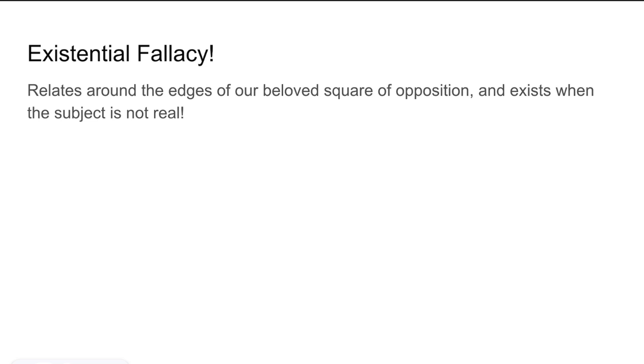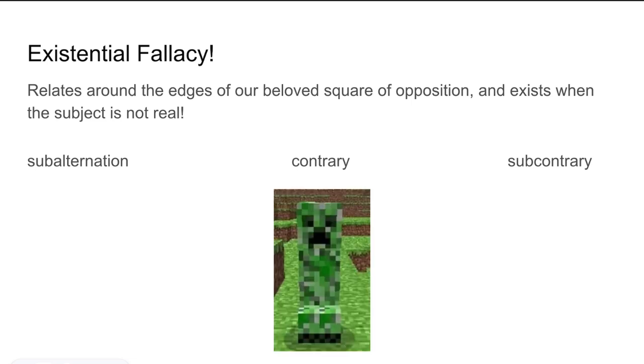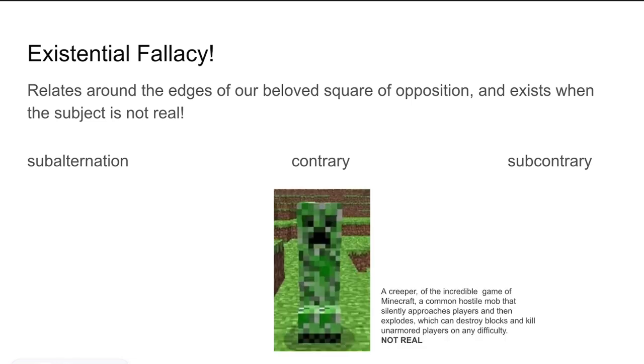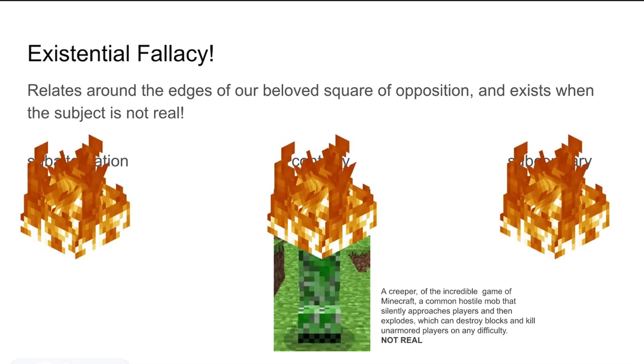Okay, moving on. Now we have the existential fallacy. What the heck is that? So this relates around the edges of our beloved square of opposition, and this fallacy only exists when the subject is not real. So when we are talking about subalternation, contrary, and subcontrary relationships between all of these statements, but the topic at hand is this guy, all of this stuff goes out the window, because he's not real. Let's use this in an example, okay?